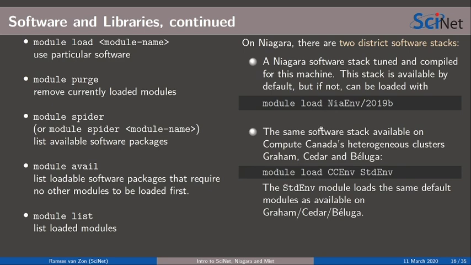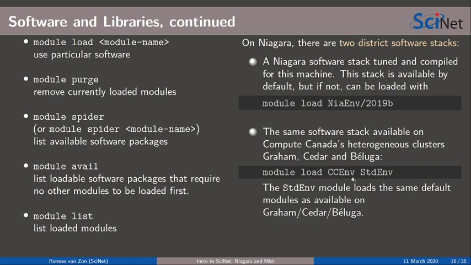But that's not the same software stack as they have on the general purpose clusters. And sometimes people want to take what they ran on the general purpose clusters and run it on Niagara. And it is possible for the most part. And so you'd have to switch trees, essentially. And this is how you do it. You do module load CCEnv, for Compute Canada environment.